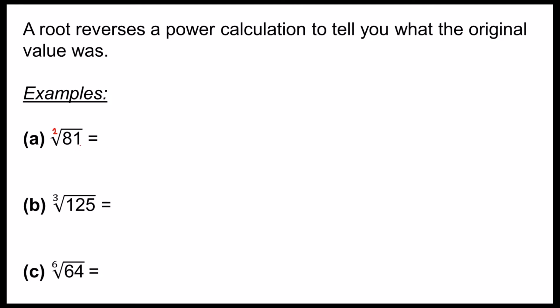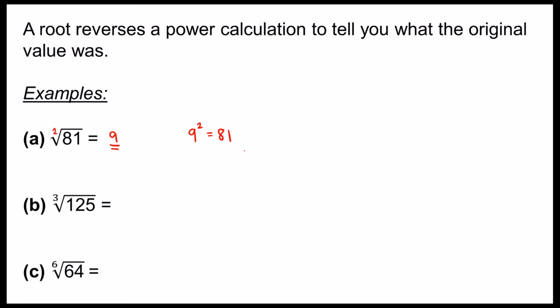So we're asked to work out the square root of 81. That means what number, when we square it, gives us an answer of 81. Well, I know that 9 squared is equal to 81, therefore the square root of 81 must be 9. That's the original value before I squared it to get my answer.